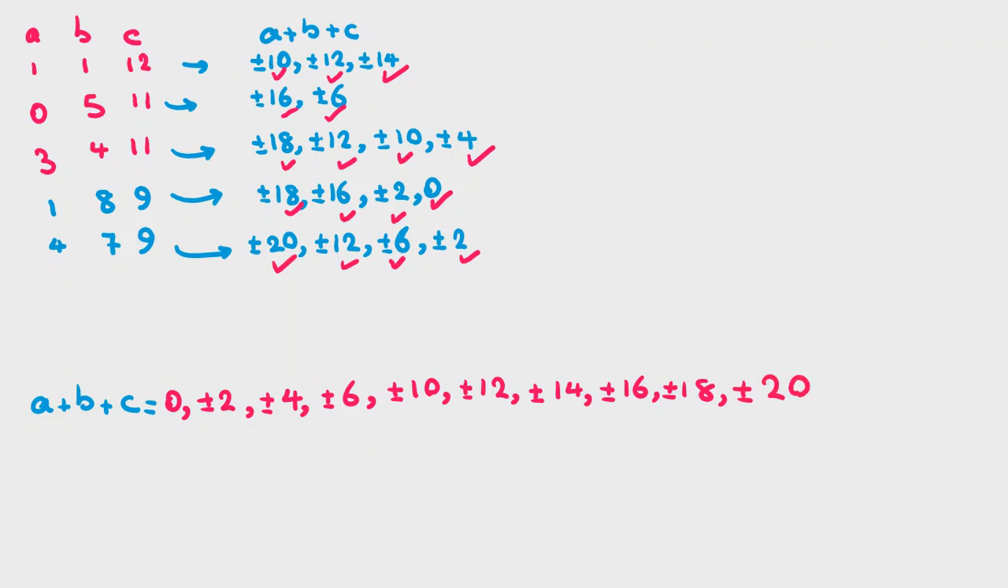Okay, let's see how many answers did we find. 1, 2, 3, 4, 5, 6, 7, 8, 9. 9 times 2, 18. Plus 1, 19 answers.